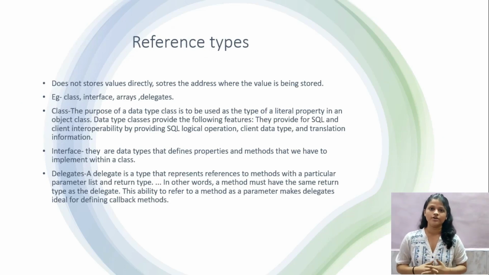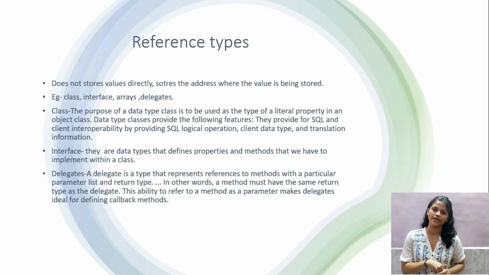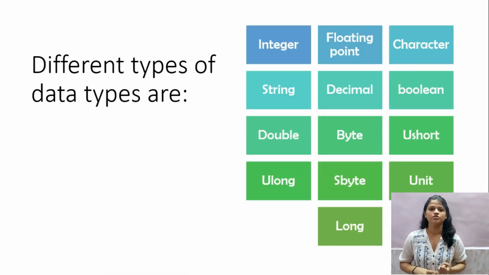Now in value types what happens? It stores values directly in the memory. But a reference type does not store the value directly. It stores the address of the value. There are many different data types such as integer, floating point, character, double, decimal, ushort, ulong and long.